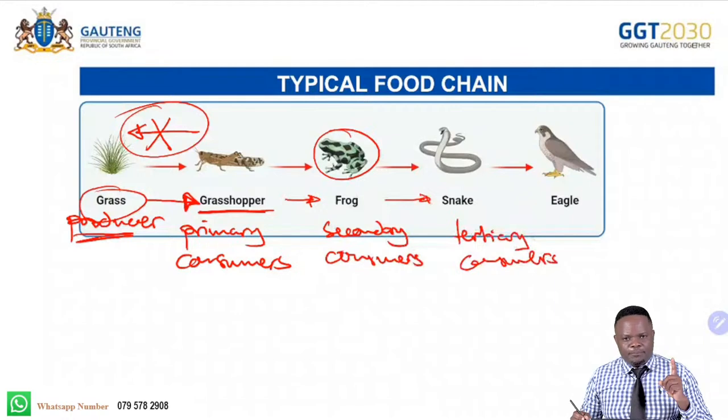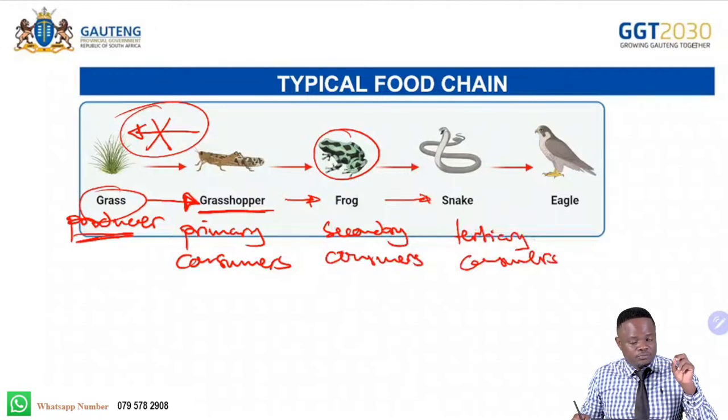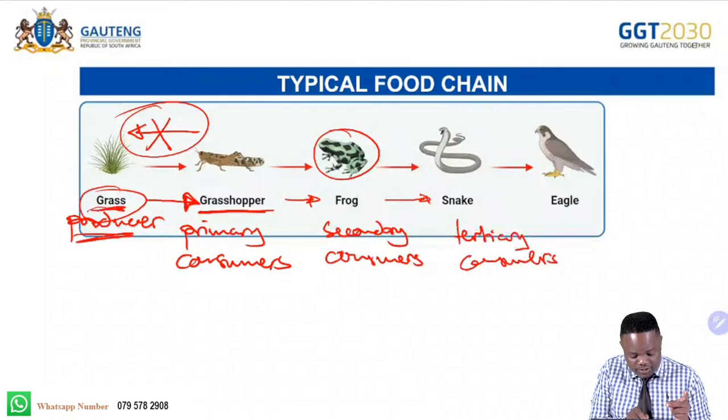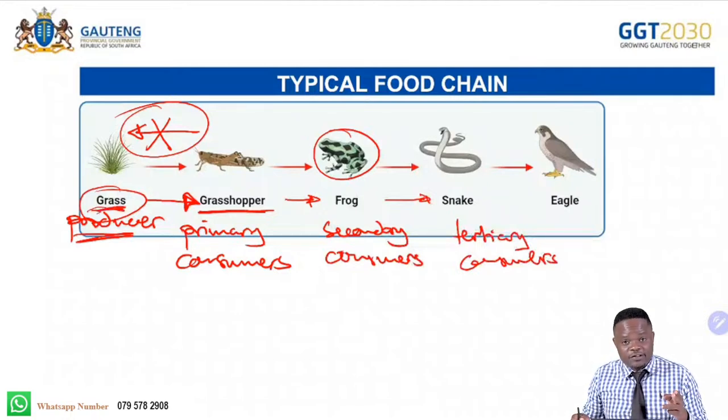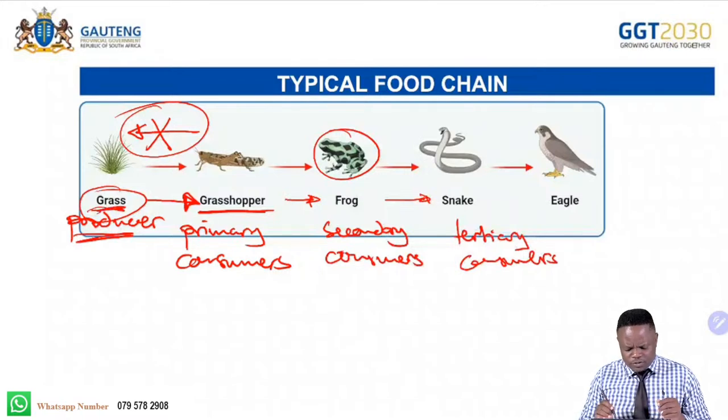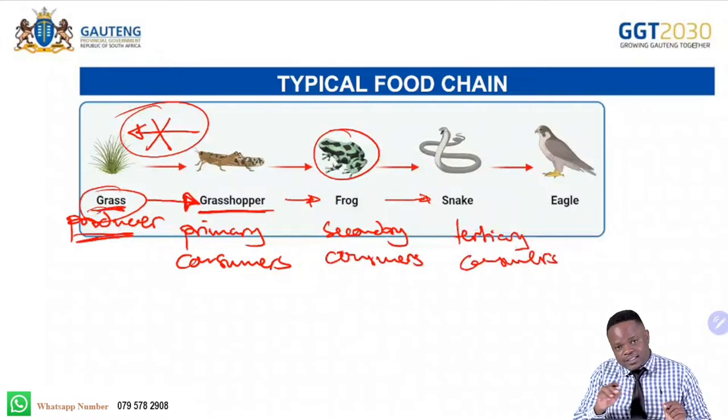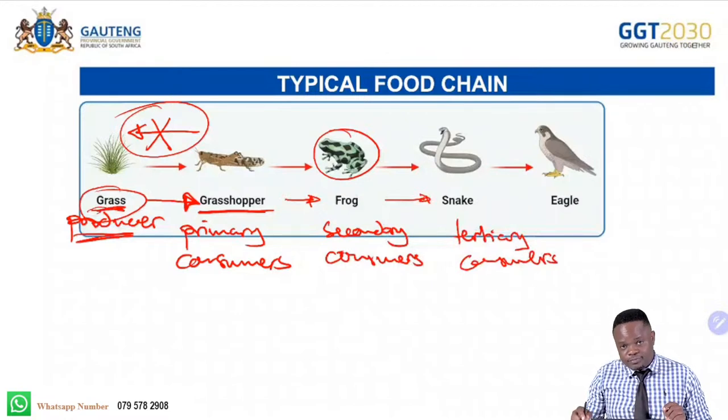So, of importance, when you're constructing a food chain, start with your producer, which can be a plant, like in this case, which is your grass. You should have a primary consumer, secondary, and tertiary consumers. And remember the direction of your arrows, right?